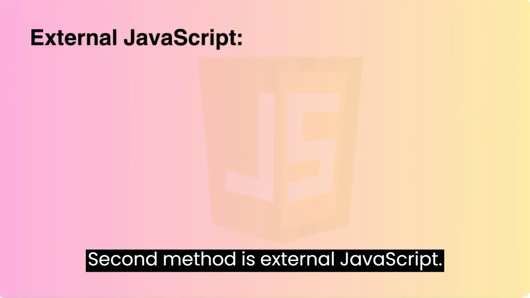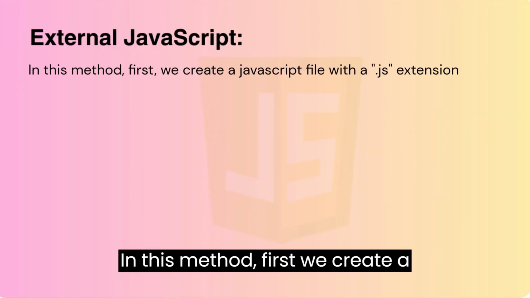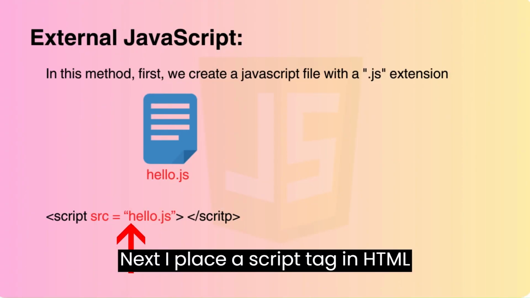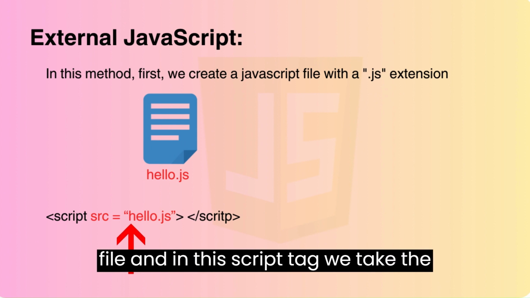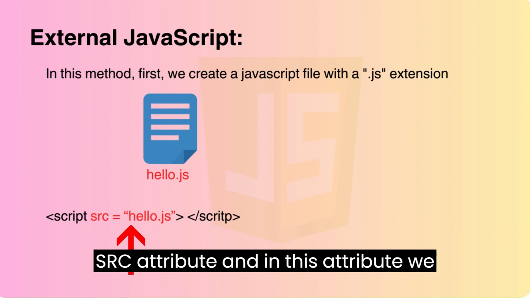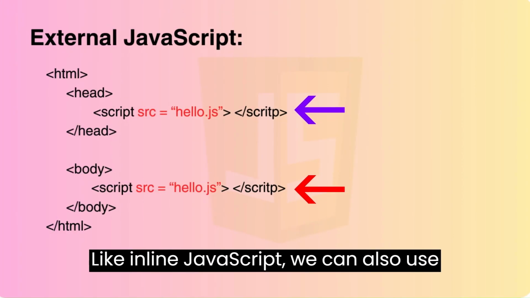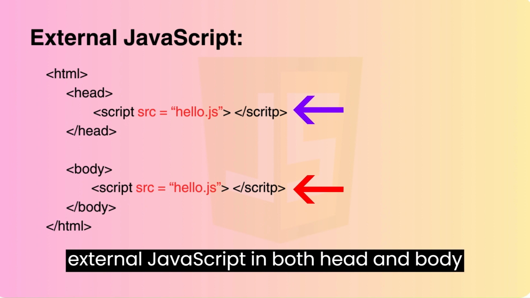Second method is external JavaScript. In this method, first, we create a JavaScript file with a .js extension. Next, I place a script tag in the HTML file, and in this script tag we take the src attribute, and in this attribute, we pass our JavaScript file name which we created externally. Like inline JavaScript, we can also use external JavaScript in both head and body tag.